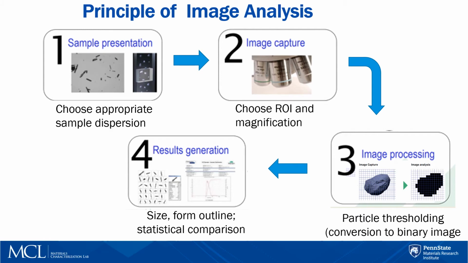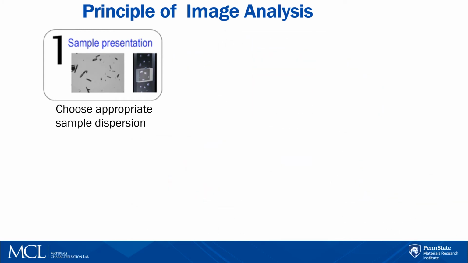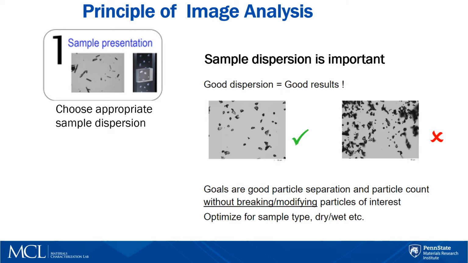The workflow consists of four main steps. Step 1, sample dispersion. A proper sample dispersion is very important to obtain a good result, and the dispersion procedure should be optimized according to the material type, particle size, and type of dispersion, whether it's wet or dry. The goal is to have enough particles separated on a slide, like you see in the left image, and particles should not be crowded and overlapped as shown in the right image.